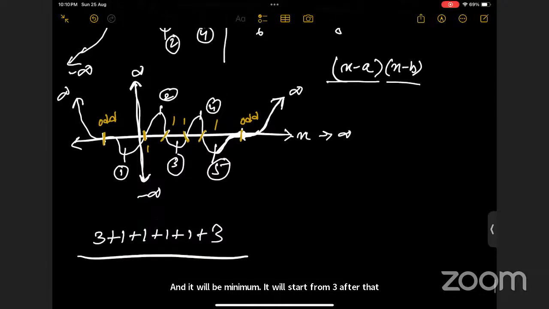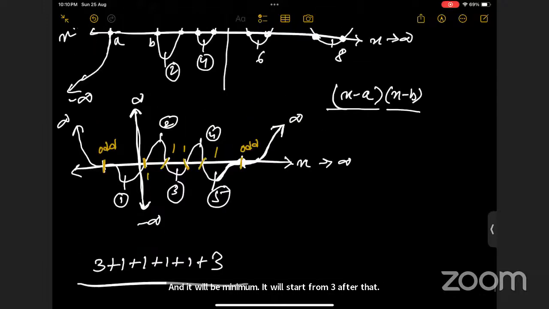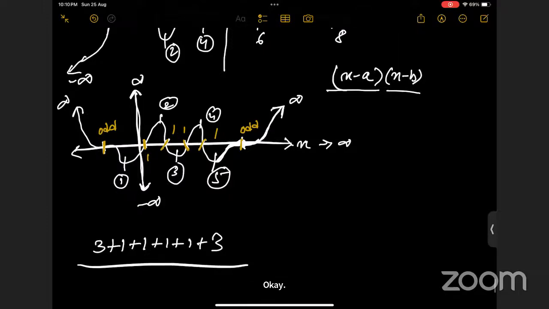Could it be minimum 4, ma'am? No, 4 is an even number; we are talking about odd. But if we are talking about even numbers, then we will get 2 also. 2 is the minimum even number. Okay. Fine. Got it.